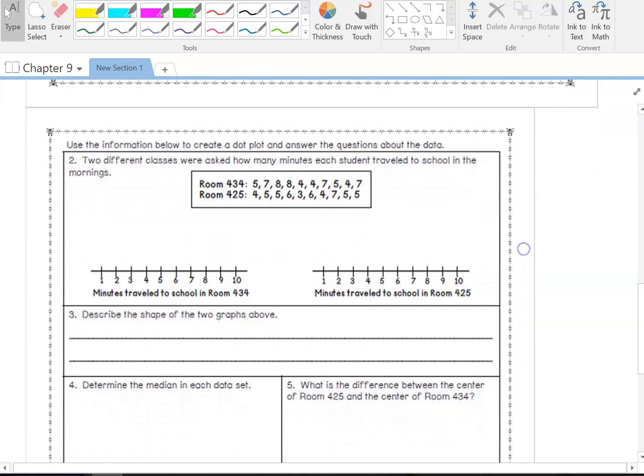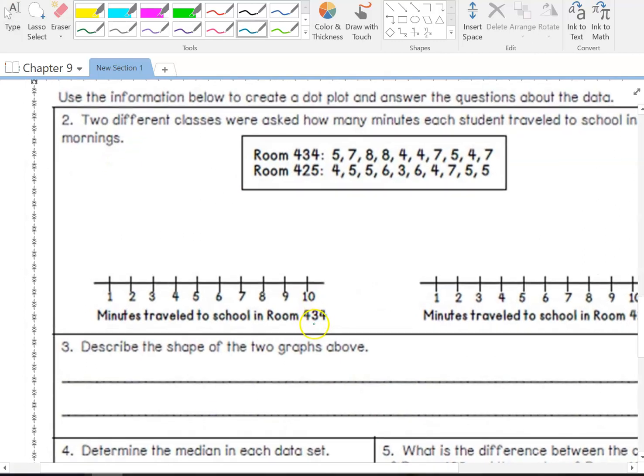All right, so it says use the information below to create a dot plot and answer the questions about the data. Two different classes were asked how many minutes each student traveled to school in the mornings. So we actually have to create the dot plots. What you do is you just go through the data points and you put dots on the number line. It says room 434, so make sure you look at the right one.